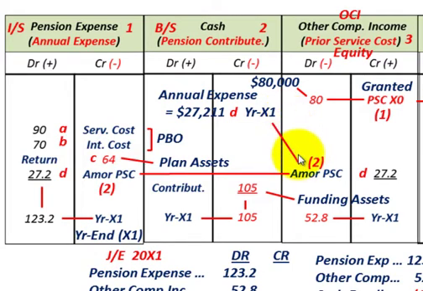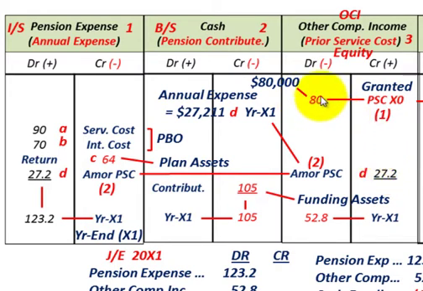Let's just look at year X1, and this worksheet is laid out for year X1 for everything. So we have the annual expense that we calculated here at $27,211. So what we would do here, we would credit or increase other comprehensive income for that amortized service expense for the year by $27,000. I'm just rounding it off, $27,211 here.